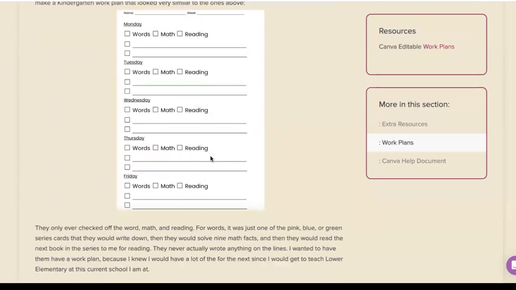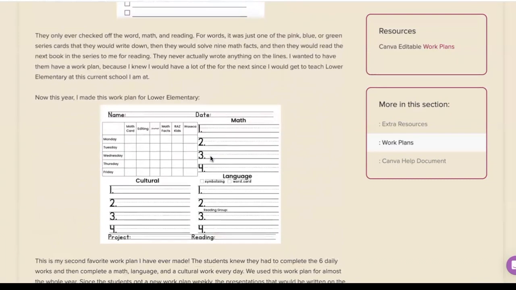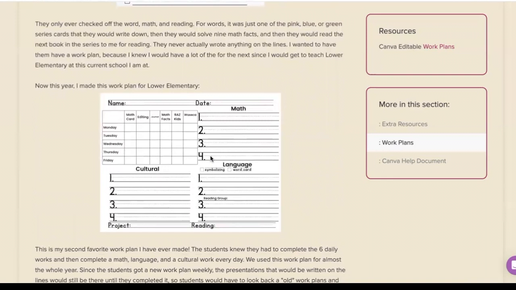So this current year for school, I made this one over last summer, and I was very excited about this work plan. I changed it up as the year went on. We added different daily work, reading groups, and symbolizing in the project. They did a project, and this was their silent reading work or book they were working on. But what was interesting is that it worked very well.